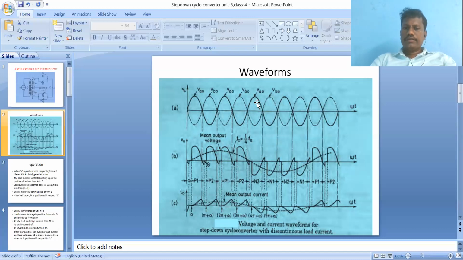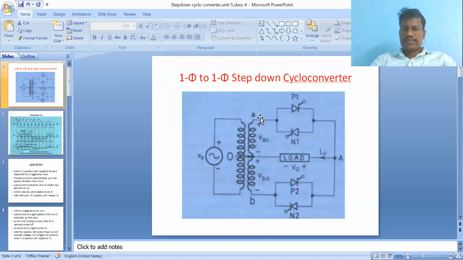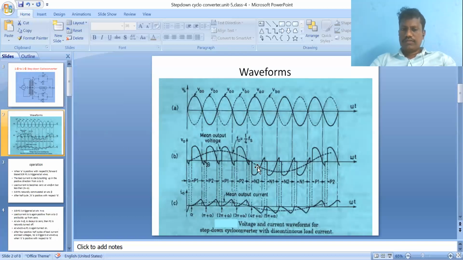Okay, and again I have taken Va0 as negative. Va0 negative means A is negative with respect to B. Negative means N1 comes in conduction mode, and the current direction is opposite to the actual direction. So once N1, N2 come in conduction mode, the direction of current is opposite to this. So it is N1, N2, N1, N2, N1. Like that it happens.